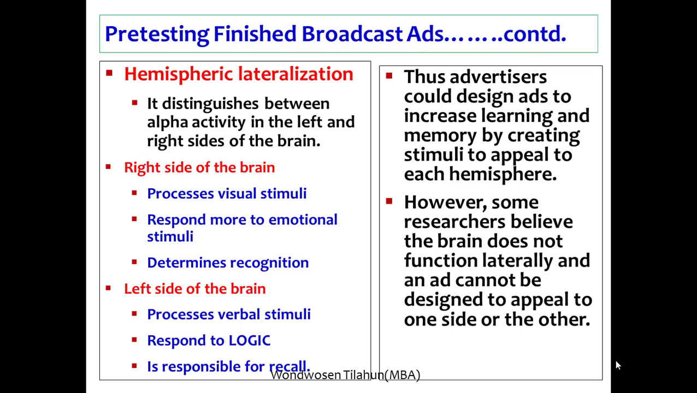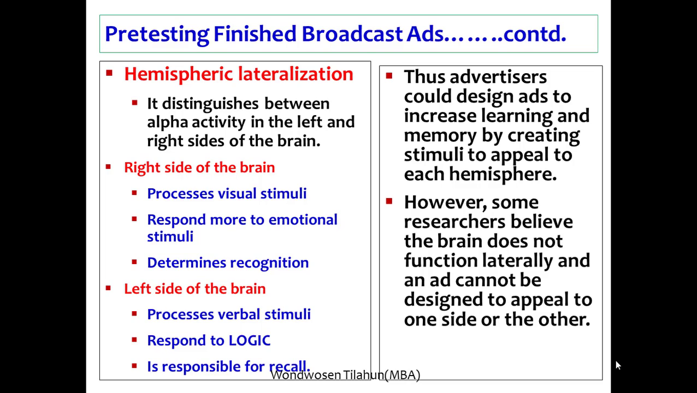In this case, we are going to measure the flow of electrical activity from the left and right side of the brain. Our brains have these kinds of roles. For example, the right side of our brain processes visual stimuli. Most of the time the visual stimuli are processed in our right brain, and the verbal stimuli are processed in our left side of the brain.